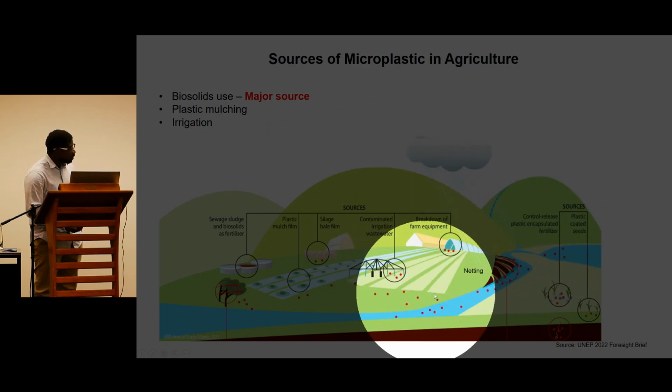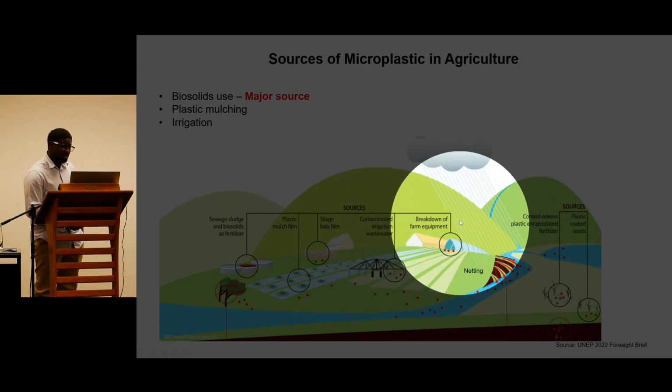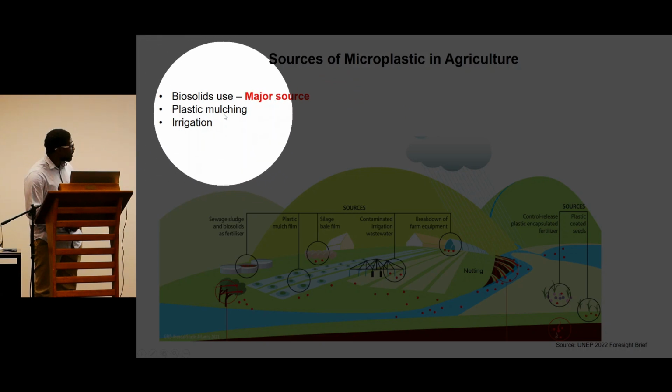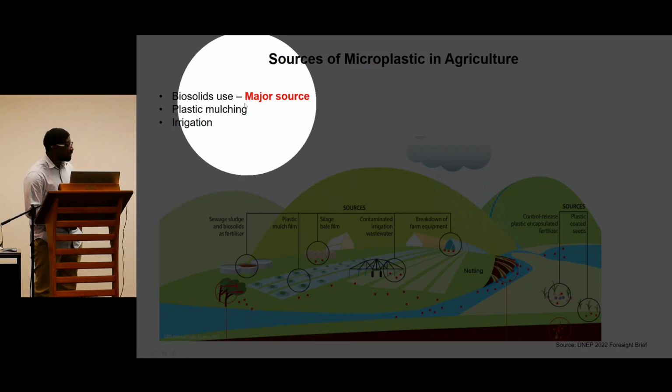So there are several sources, but recent studies realize that agricultural practices, such as biosolid reuse, are a major source of microplastics. And these biosolids come from the wastewater treatment plants.